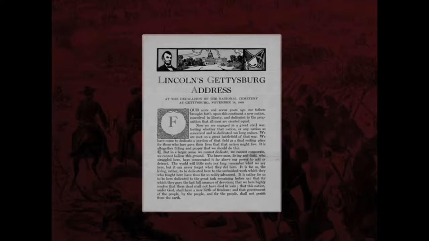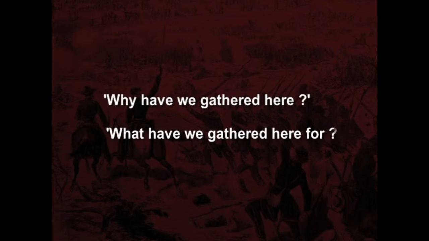Instead, Gettysburg today is remembered for Lincoln's Gettysburg Address, for the pithy, concise encapsulation of what that battle meant and what the Civil War itself meant for America. The first paragraph of the speech gives us the background to the event and to the speech itself. It answers, in effect, the questions, why have we gathered here? And what have we gathered here for?